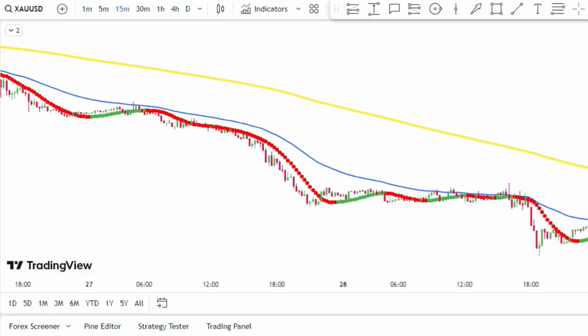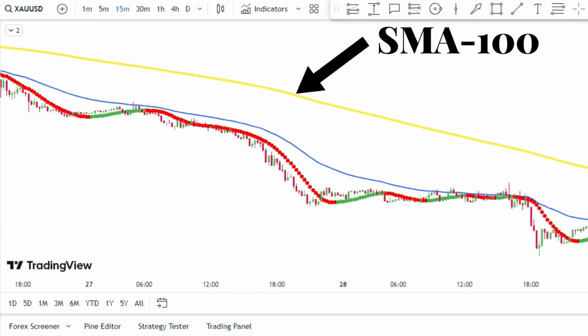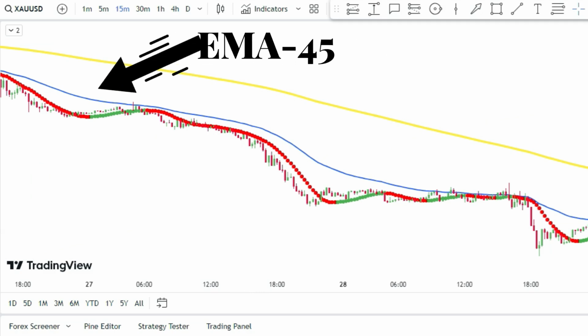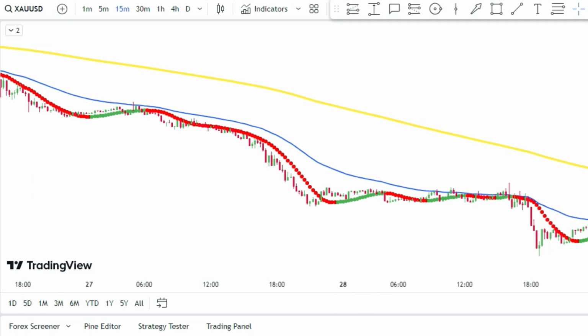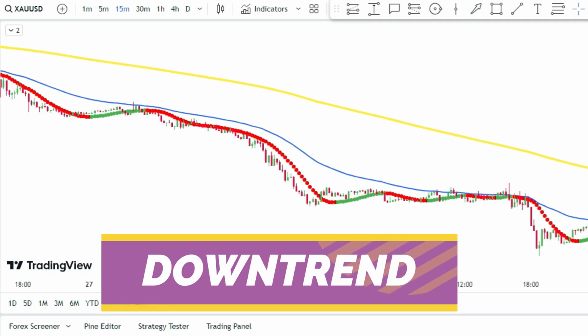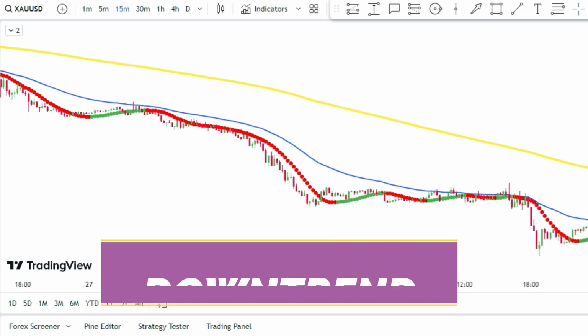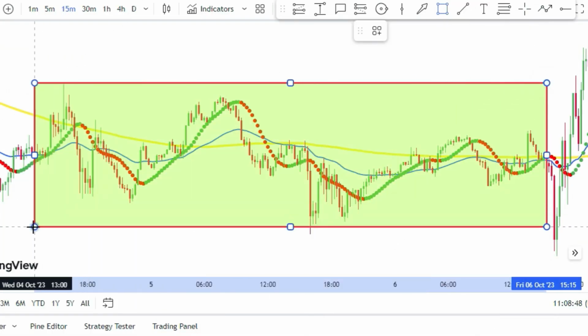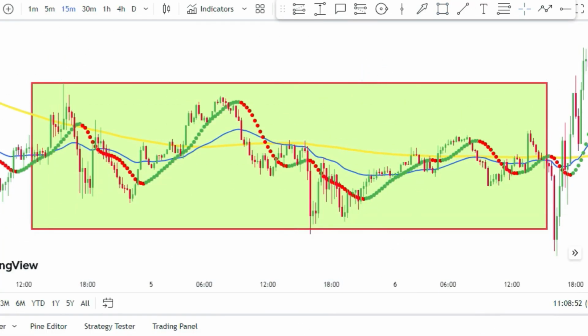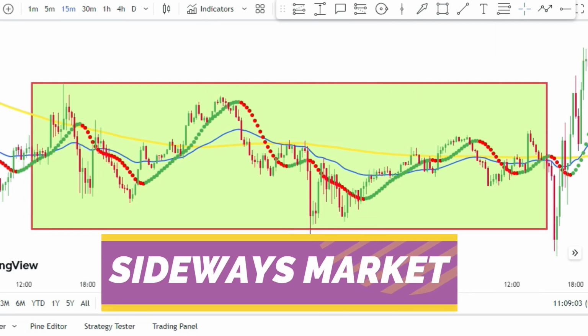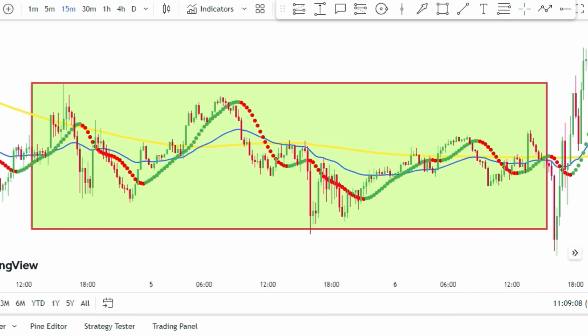And on the other hand, if the price candle is nestled below both SMA 100 and EMA 45, we tag the market as a downward slide. But if SMA 100 is showing a flat horizontal line and the price is bouncing up and down like a yo-yo, it signals a market that's undecided, moving sideways. In such scenarios, we should hold off on confirming any signals.